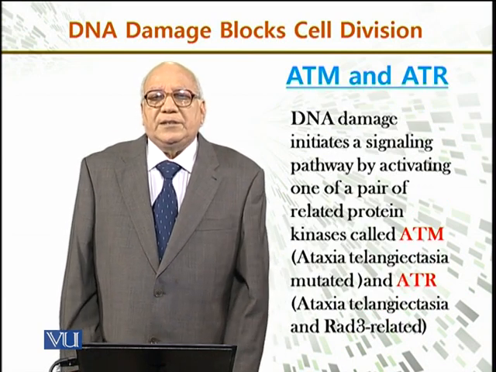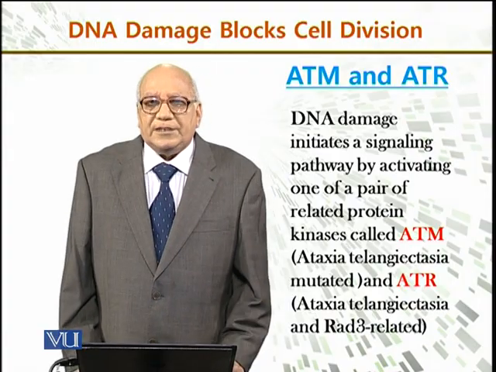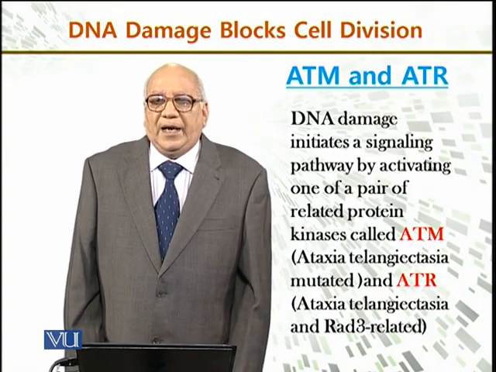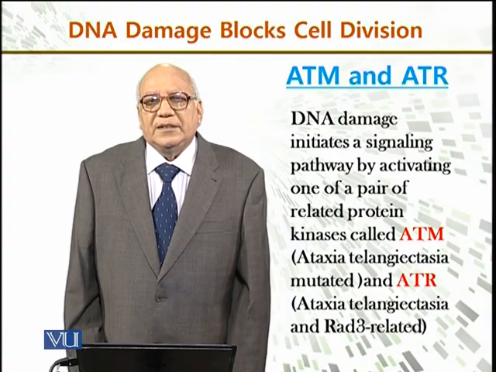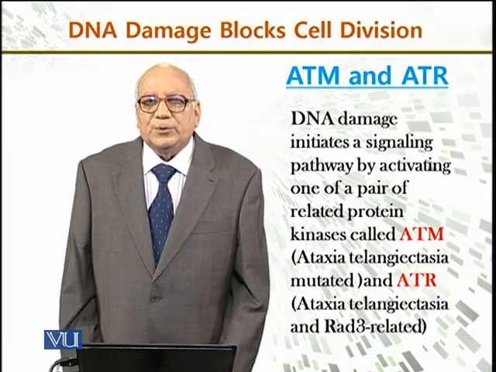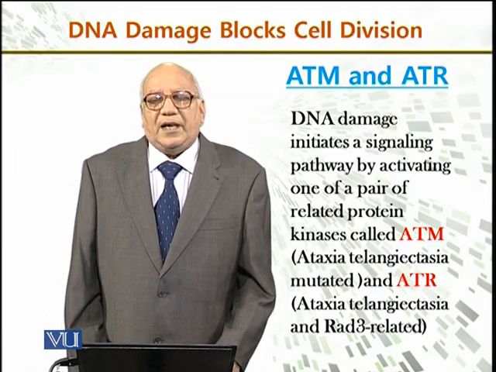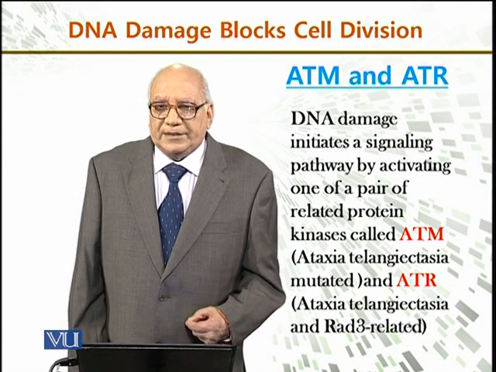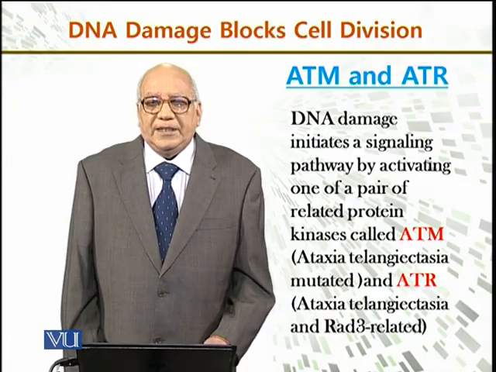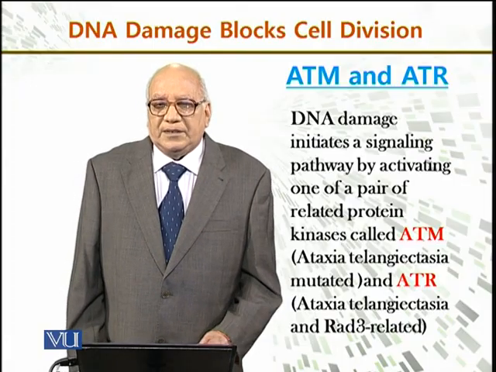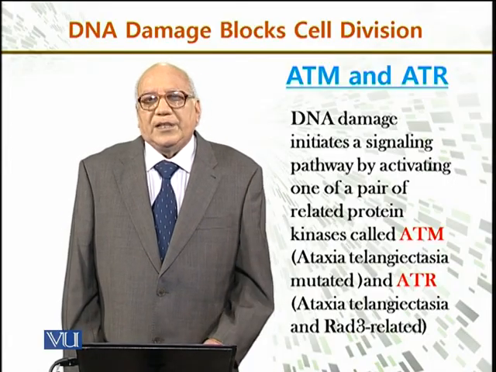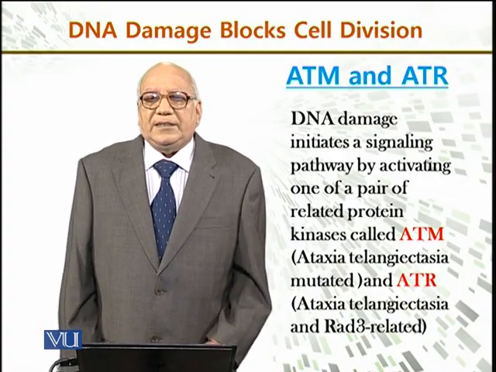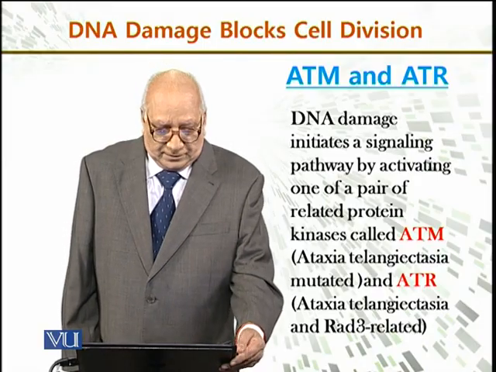Now, during DNA damage, there are different, very interesting proteins, and a cycle is initiated. These proteins are known as ATM and ATR. This is not the ATM which we generally use, that is, an automated teller machine, but these are special kinases. ATM is ataxia telangiectasia mutated, and ATR is ataxia telangiectasia and RAD3 related protein, which are responsible for initiating the signaling pathway by activating one of the pair of these proteins.